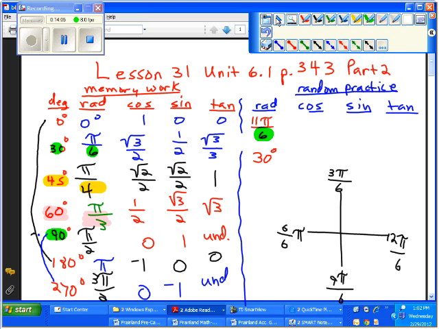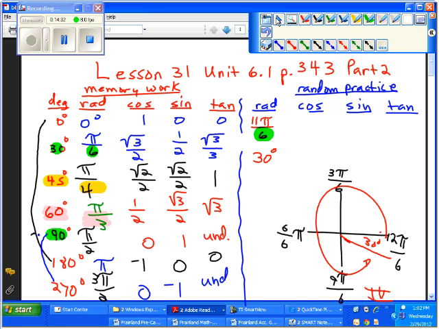Okay. Now, where is 11 pi over 6? It's in quadrant 4. And it is 30 degrees away from 360. So that's the terminal side. It actually started way over here. See, my angle went all the way around. But its reference angle is 30 in quadrant 4.